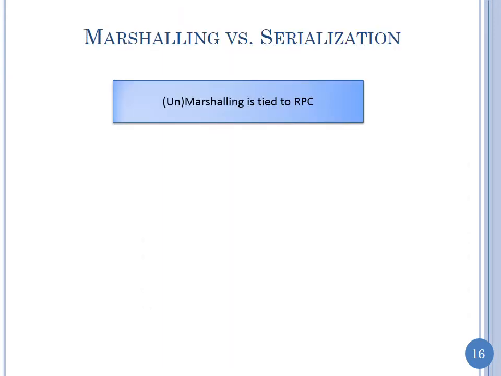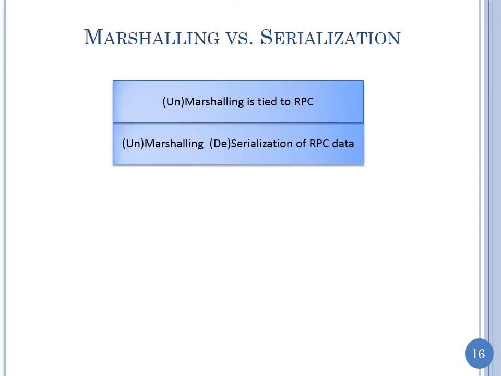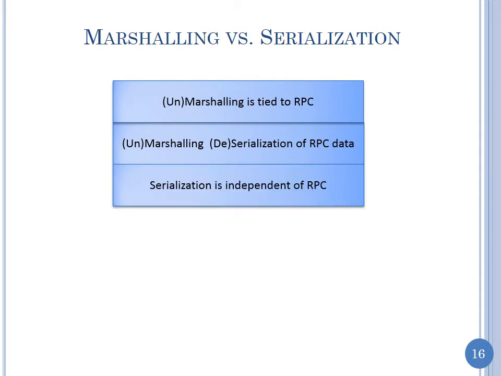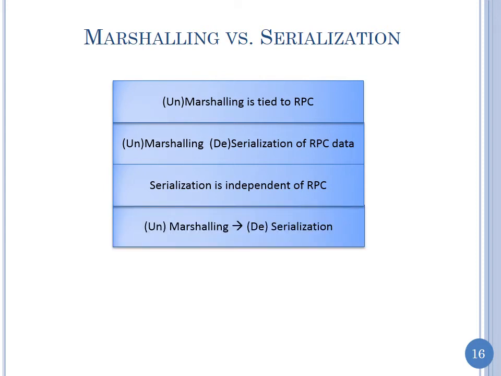As David said, marshalling is serialization of activation record data. The term marshalling came first. Marshalling is tied to RPC, and marshalling is serialization of RPC data. Serialization is independent of RPC. Marshalling implies serialization, but not vice versa.